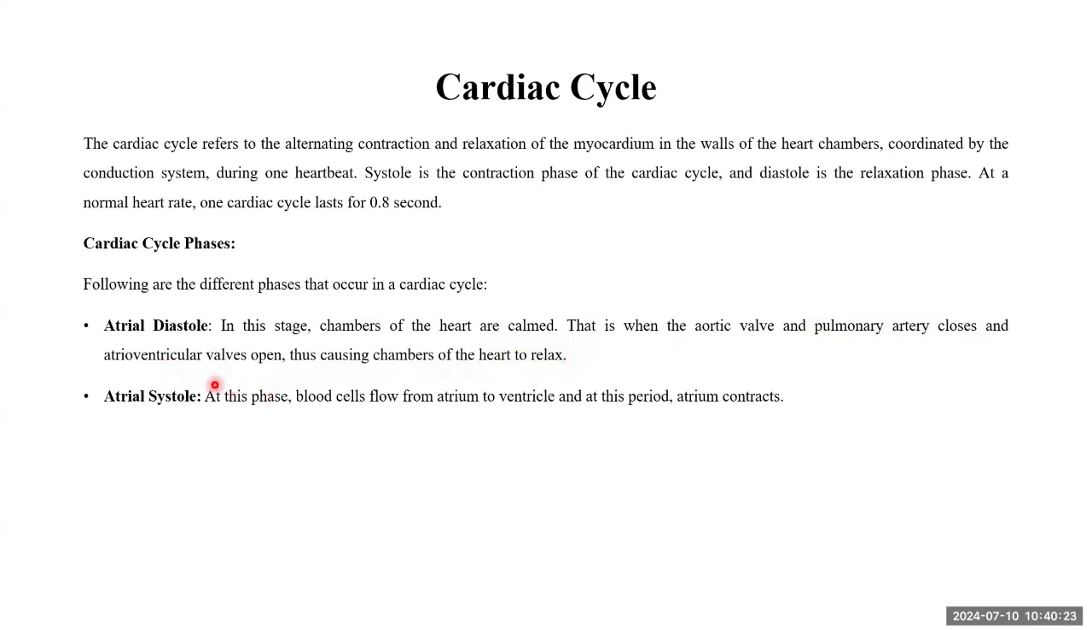First is atrial diastole, aka the relaxation part of the heart cycle, in which the heart is very relaxed and allows blood to pool into the heart. The very next phase is atrial systole, which means at this phase, blood starts flowing from atrium to ventricle, and the atrium contracts. First, there is a pooling of blood in the atrium, then the atrium contracts and pushes blood into the ventricles, and then the ventricles push the blood into the blood vessels. So this was the cardiac cycle.